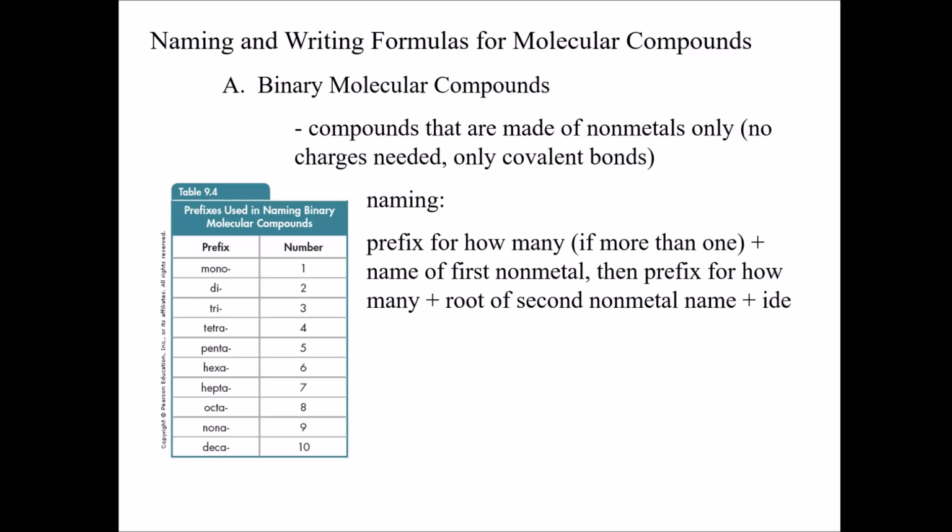And the reason we have to use these prefixes, we didn't use these for ionic, is ionic had charges. When there were charges, you could figure out how many there were going to be because we used the crisscross method. But we don't do that for molecular compounds. We don't do that for covalent. Right? There's no charges to use, so how many there are isn't dependent on anything else. We have to let somebody know in the name how many there are.